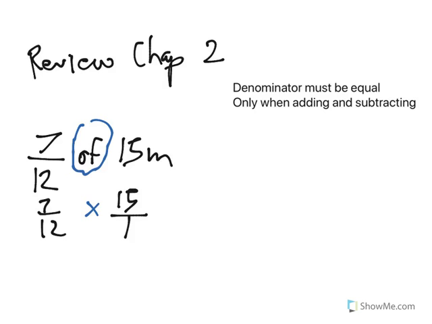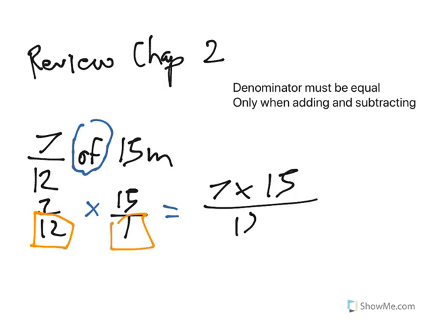Excellent. Now, when we're multiplying or dividing fractions, do we need the denominator to be the same, or can it be different? It can be different. So in this case, we just simply knock this off. So this is basically 7 times 15 over 12. What's 7 times 15? 105 over 12, because 7 times 15 is 105. So how many times does 12 go into 105?